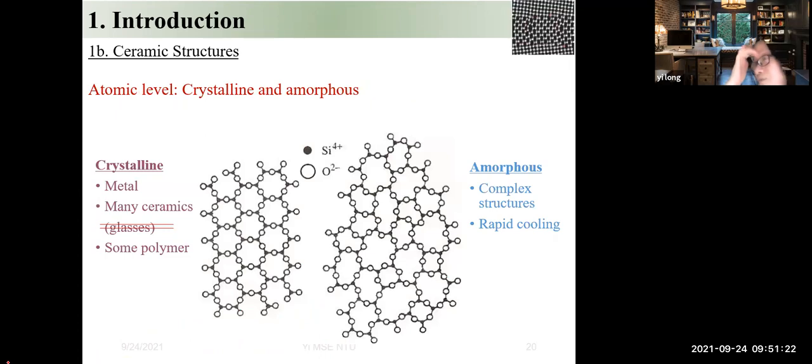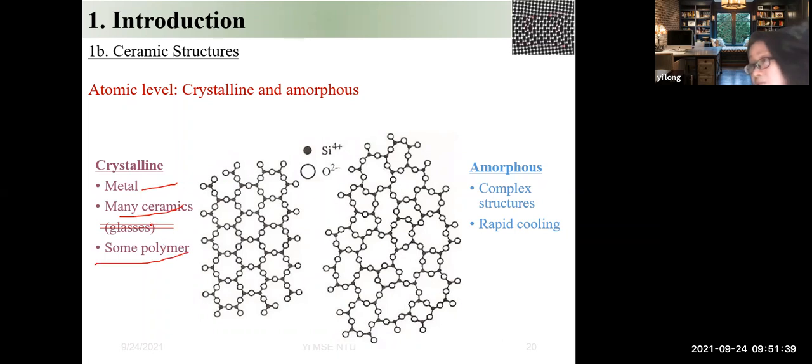Now we move to the next level, which we call the atomic level. The atomic level is how the atoms are arranged. You also know this: crystalline, like metals, most ceramics and some polymers are crystalline.